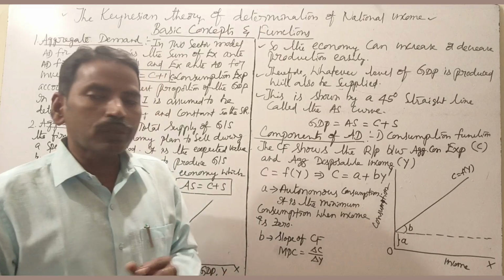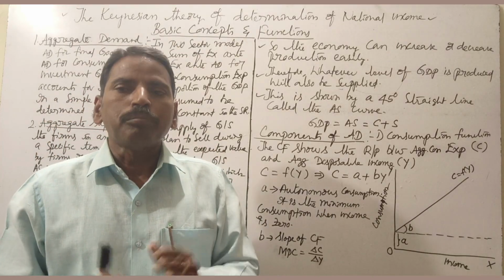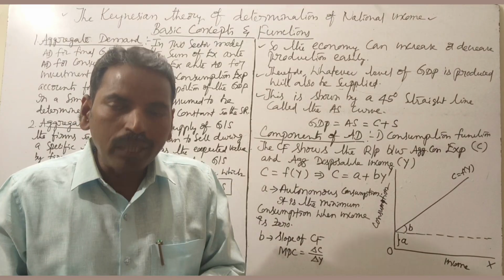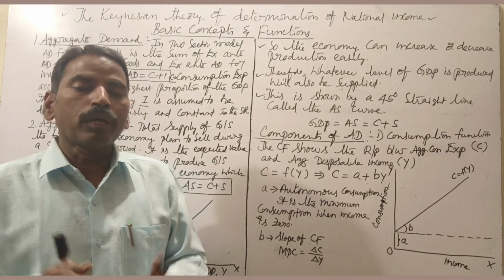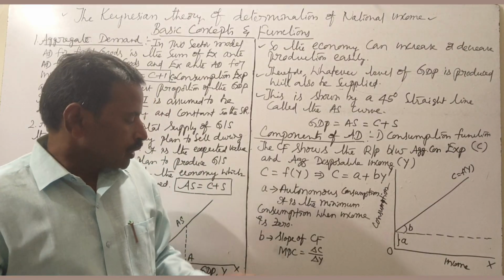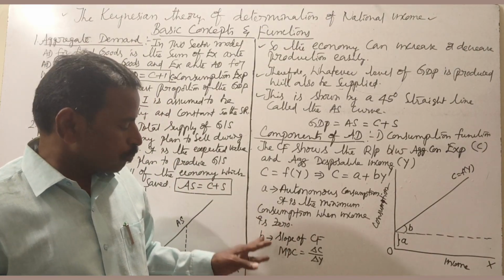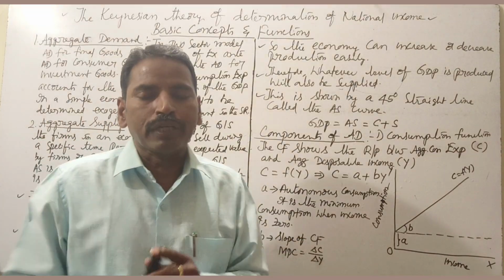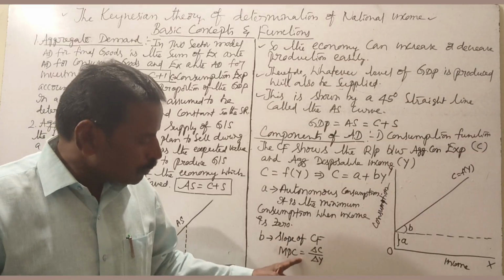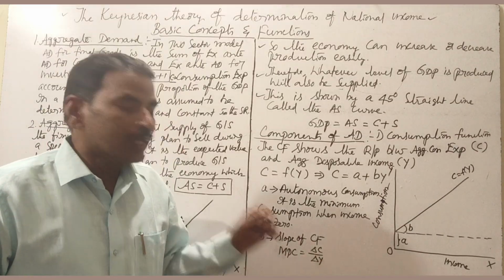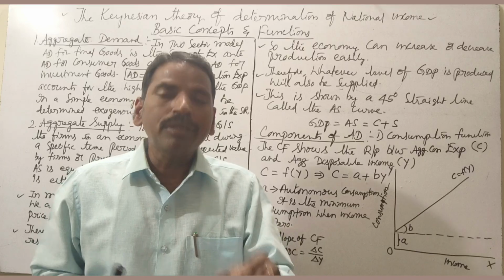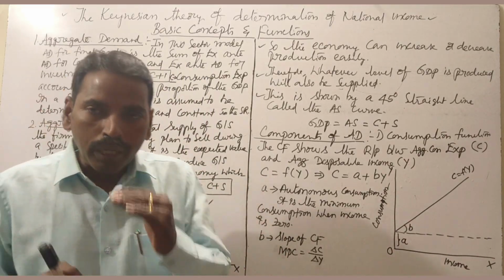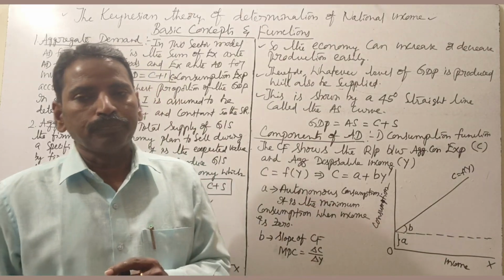And B is called the slope of consumption, that is called MPC, marginal propensity to consume. B is treated as MPC, the slope of the consumption function. So MPC is equal to delta C by delta Y, the change in consumption divided by the change in income.